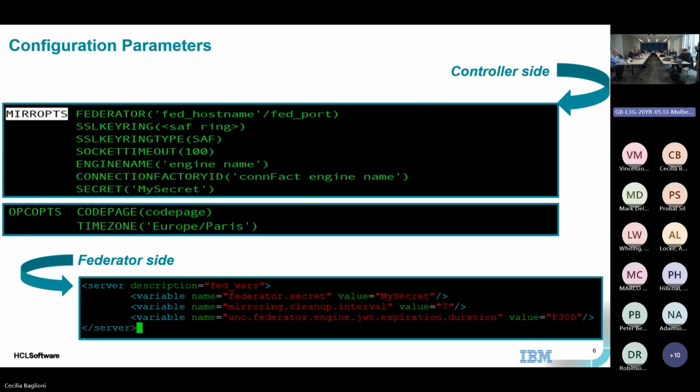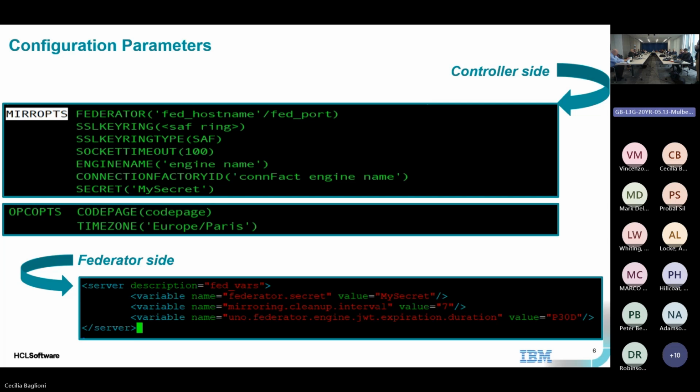Inside it, you need to specify the host name or IP and port of the federator, the SSL key ring, and the key ring type for the SSL connection. So, for example, the type SAF or USS, and the key ring, in this case the name of the SAF key ring that we are using.